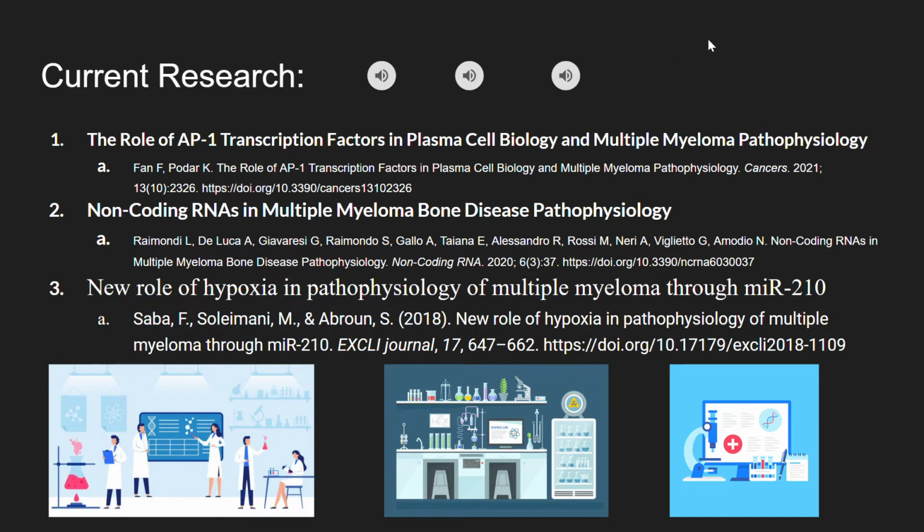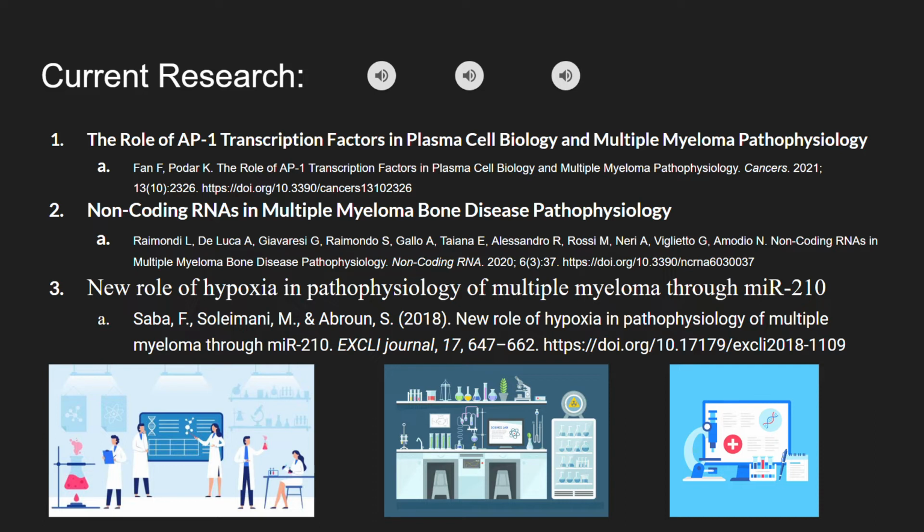The final article is the role of hypoxia and pathophysiology of multiple myeloma through MIR-210. This study, like the previous one, wanted to take a deeper look at the communication that goes on in the bone marrow microenvironment. This study looked at 2 specific types of cytokines and their communication with cells and osteoblasts.